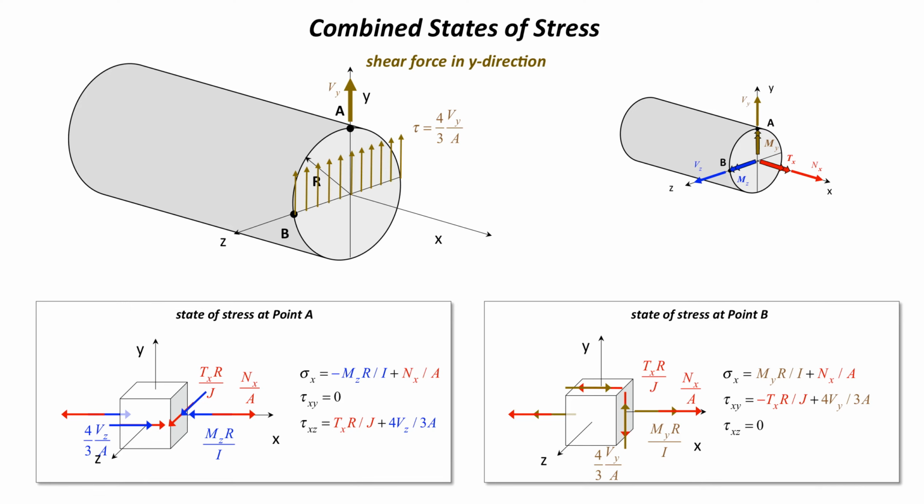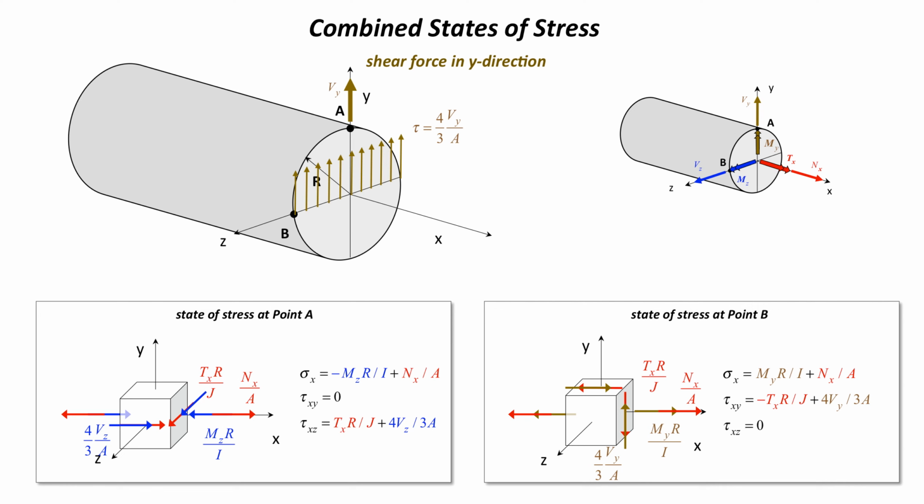So over here on the right face, again, we have all possibilities now. We have all three components of force, Nx, Vy, and Vz. We have all components of moments acting at that point, Tz, My, and Mz. And at point A, here is our combined state of stress. We have nothing for tau xy, but we have two contributions to the normal stress. That's from the bending moment Mz and the normal force Nx. For tau xz, we have a contribution from the torque and from the shear force Vz.